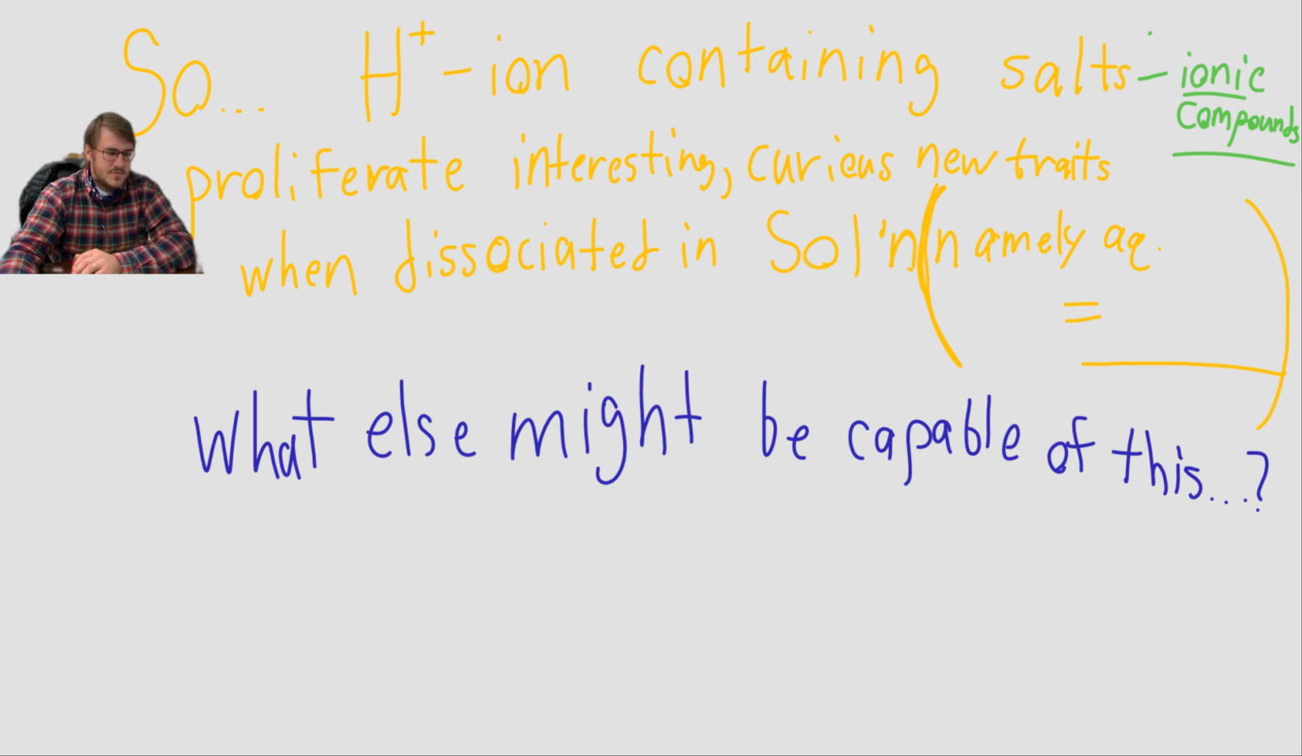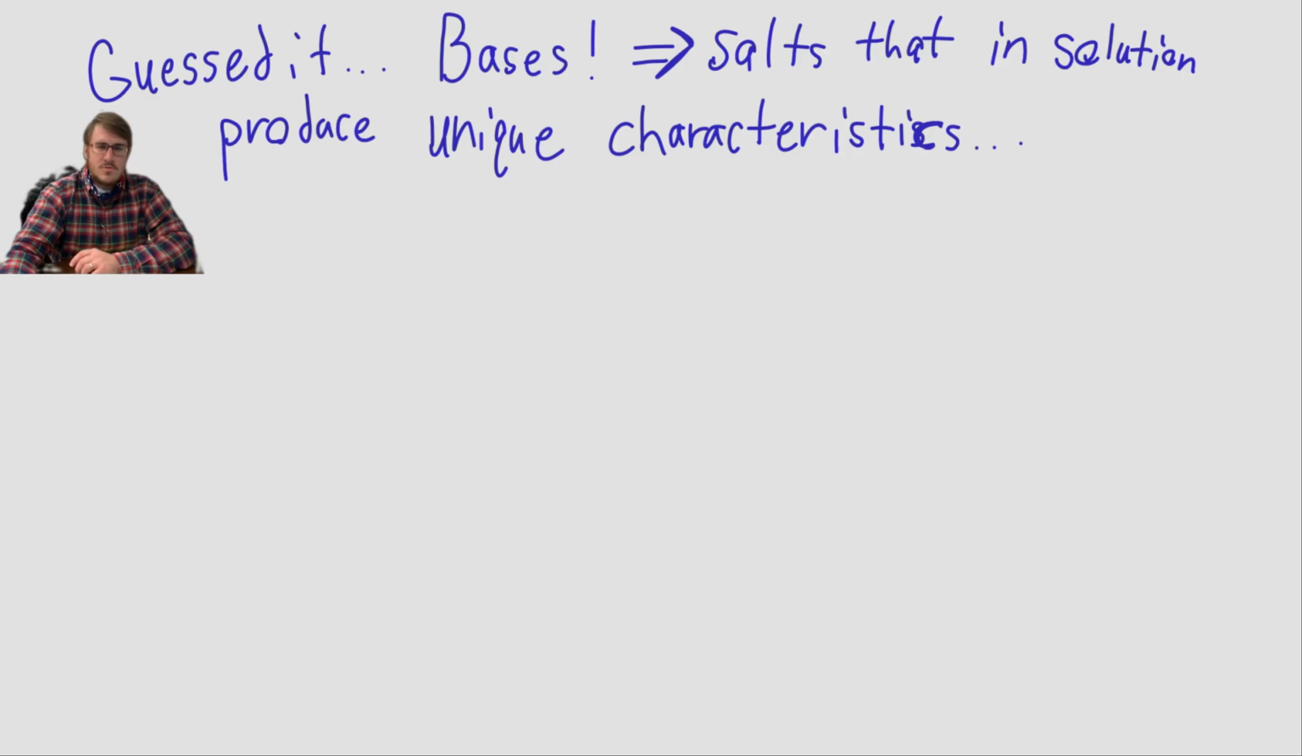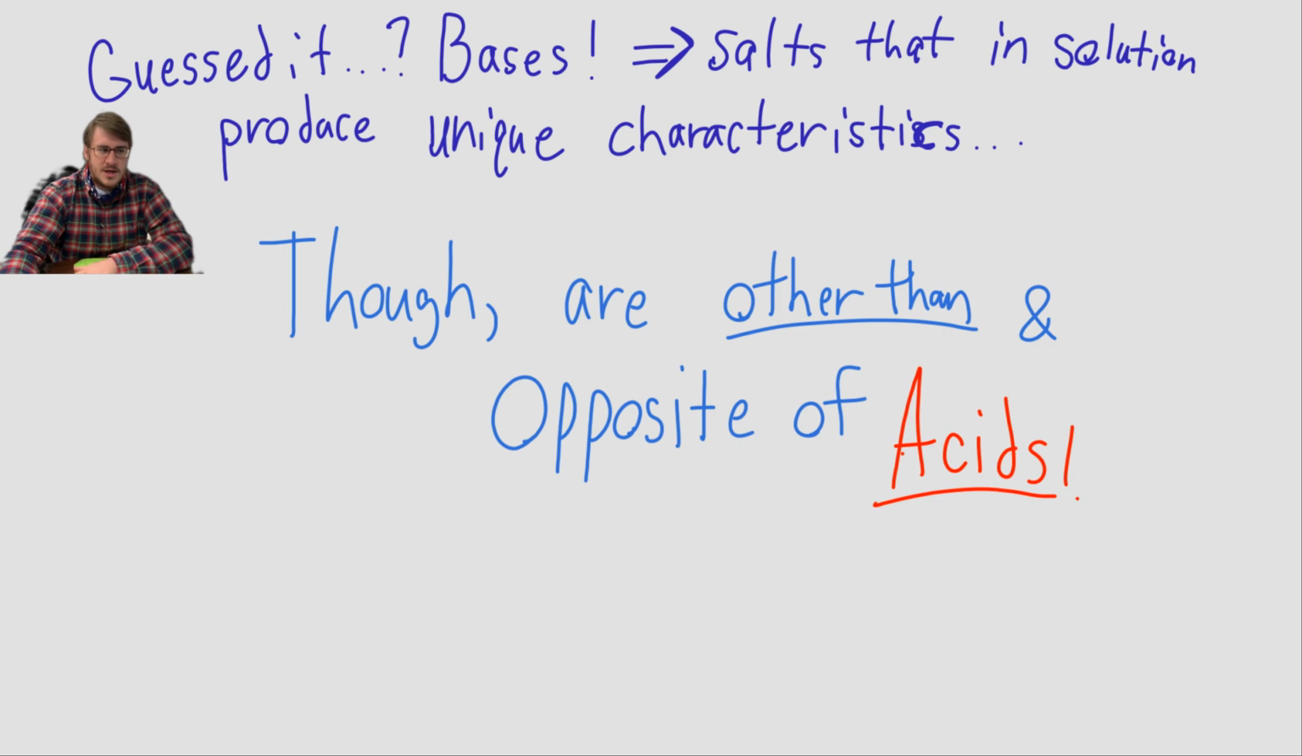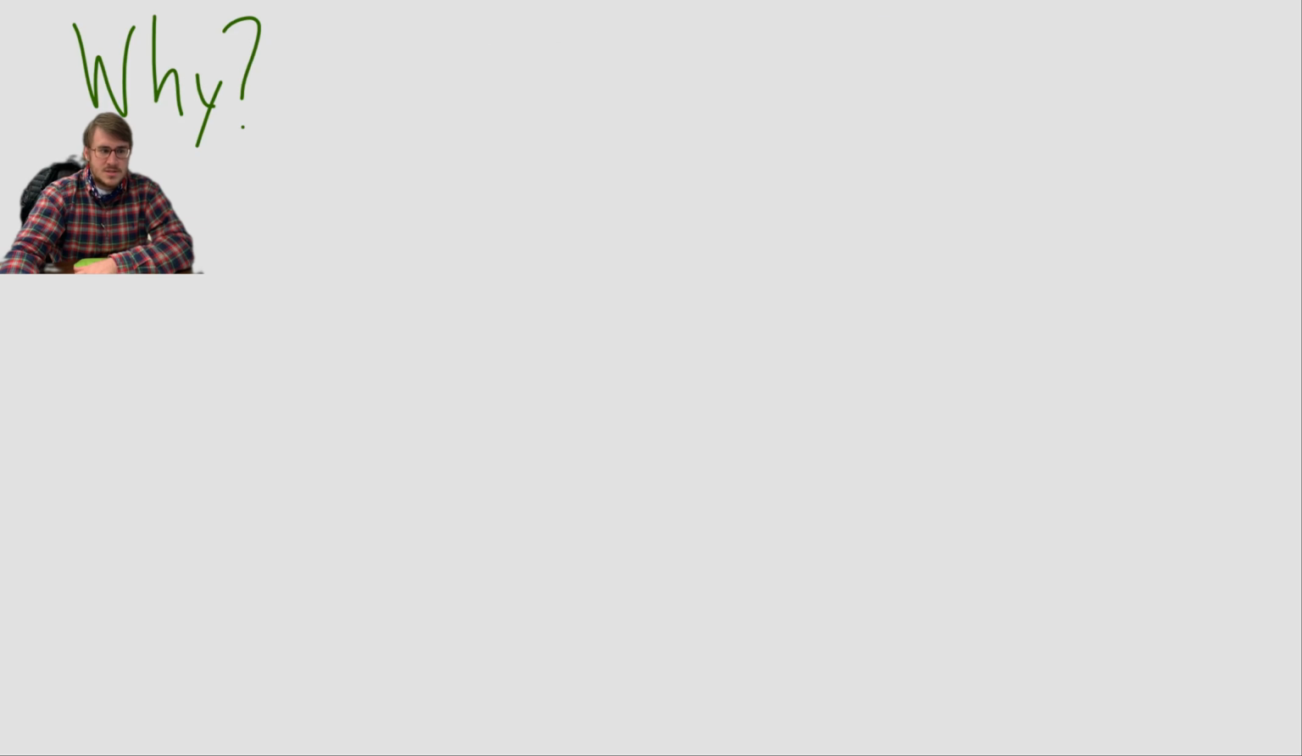Well, okay, if H-containing compounds do this, I wonder what else might do it. Turns out bases, salts in solution, bases also were discovered to have produced unique characteristics as well. And so this was worth discovering even further. So bases were kind of coupled with acids when their salts, acid salts and basic salts, were put in solution. They provided these unique characteristics, and they were worth studying in greater detail. Though bases are other than and opposite of the properties of acids. So that's pretty interesting. And the question is, why?